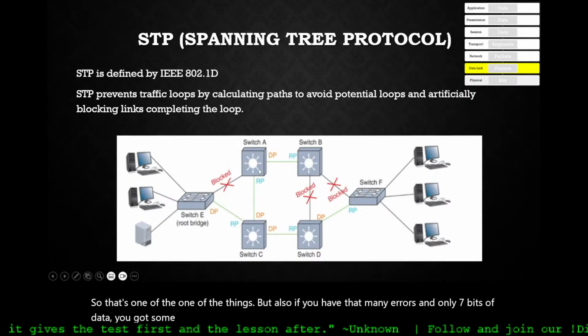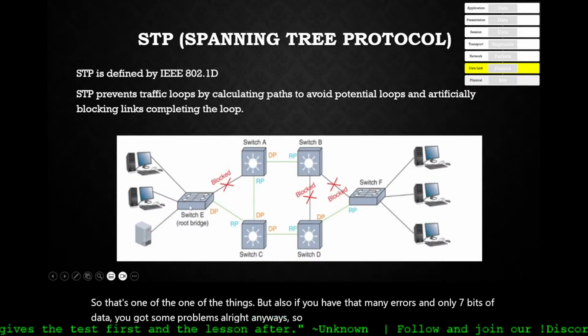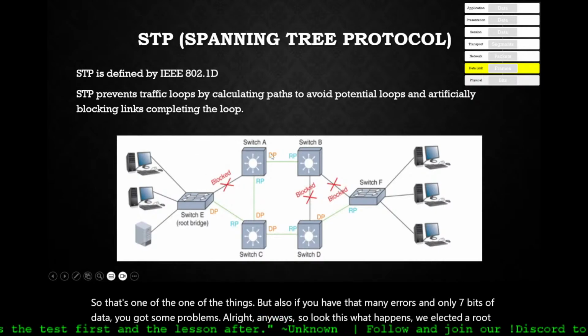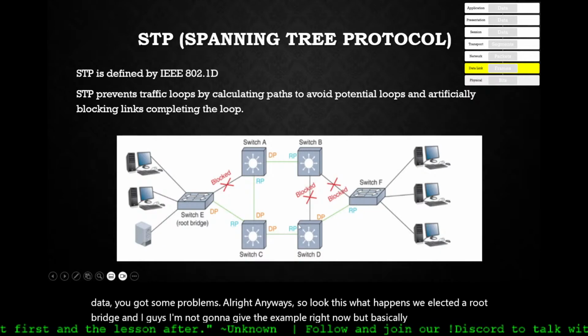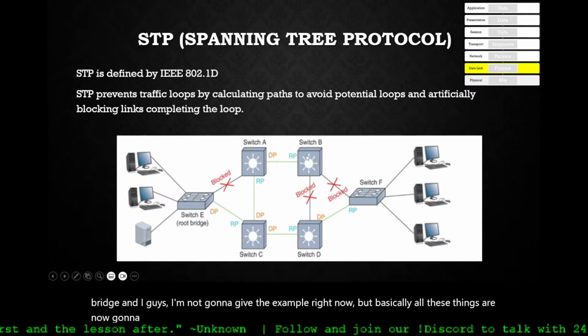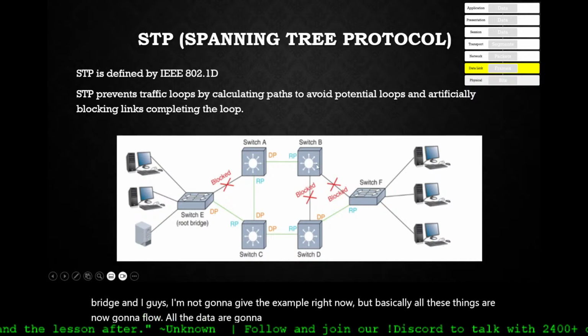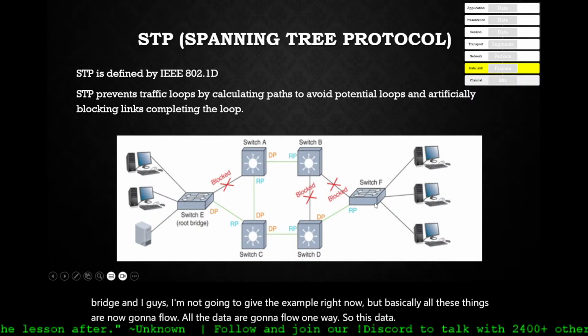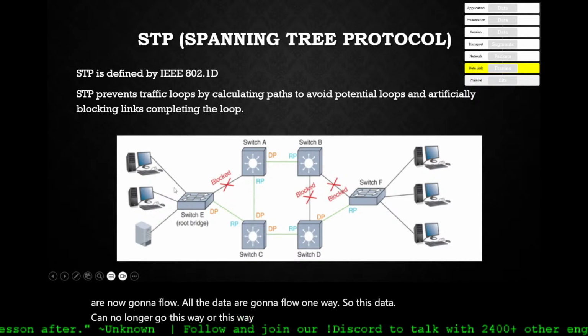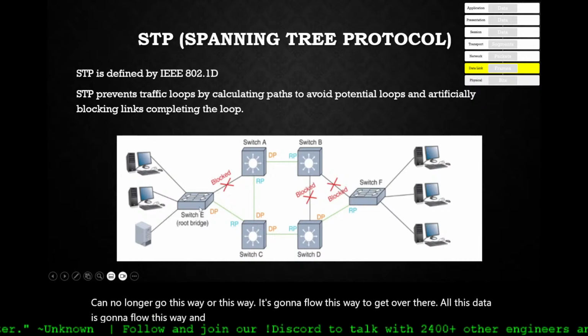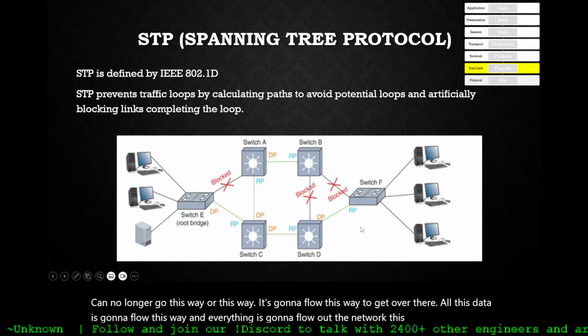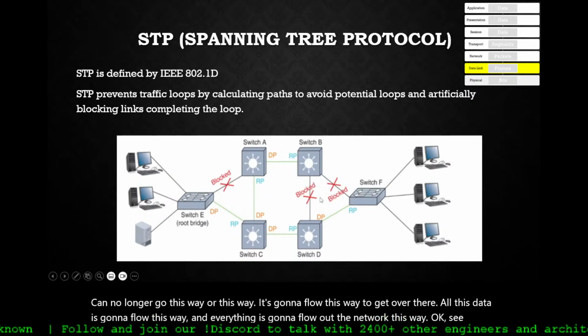All right. Anyways, so look, this is what happens. We elected a root bridge, and I'm not going to give the example right now, but basically, all these things are now going to flow. All the data are going to flow one way. So this data can no longer go this way or this way. It's going to flow this way to get over there. All this data is going to flow this way, and everything's going to flow out the network this way. Okay? See these blocked ports here?